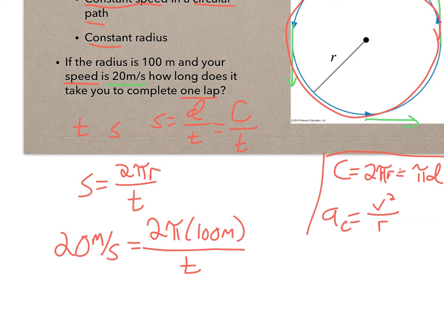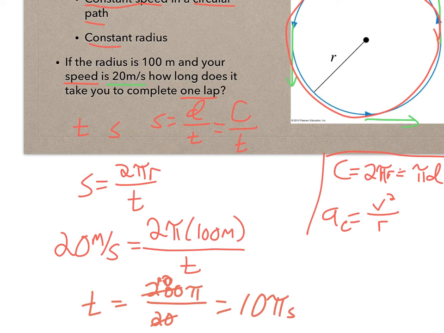Okay, I can see that, if I rearrange this, this is t, and then 2 times 100 is 200 pi, and then that's going to be divided by 20 meters per second. So this is a 10, that's 10 pi seconds. Well, that seems very strange, having a pi in seconds, but if I multiply it out, 3.14 times 10 is 31.4 seconds.